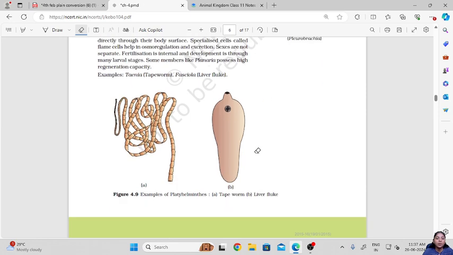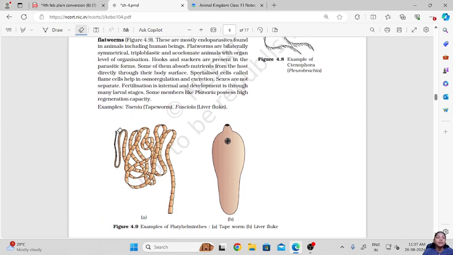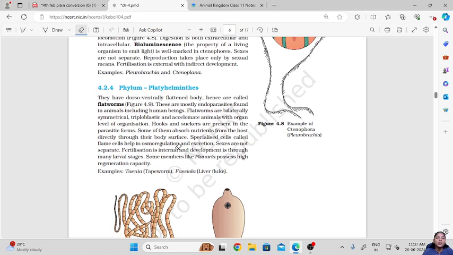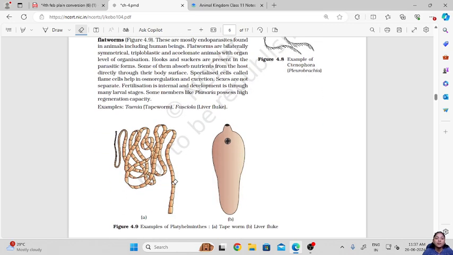So here we have two examples of Platyhelminthes. The first one is the tapeworm. We can see the body is dorsoventrally flattened, so it is a flat body. And this is the liver fluke. The example is liver fluke.